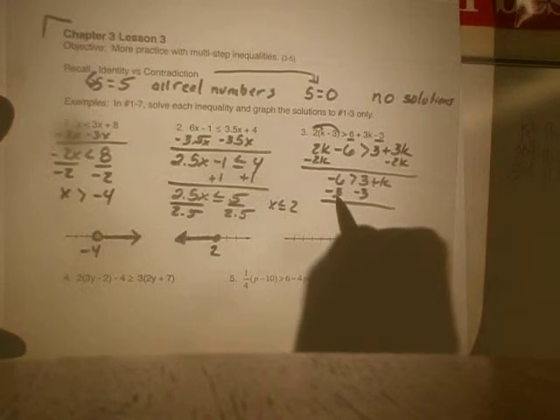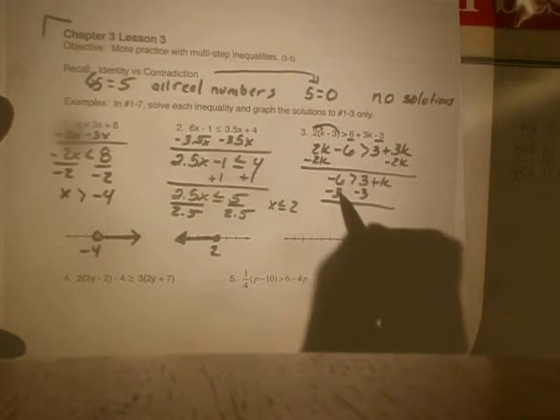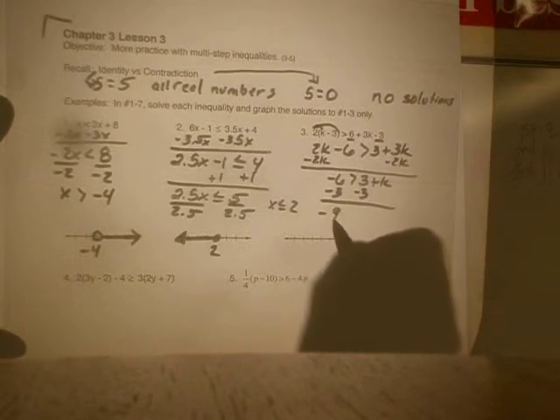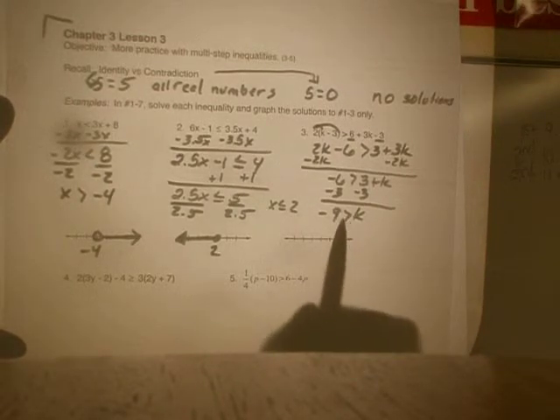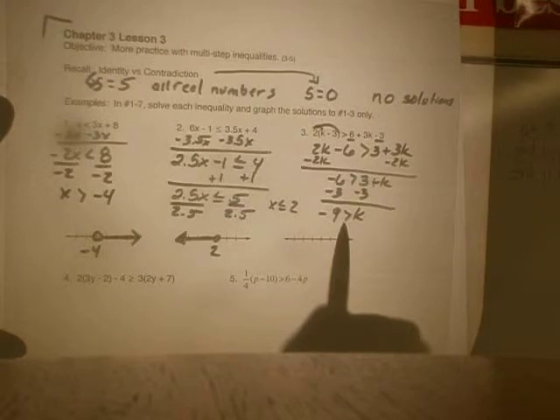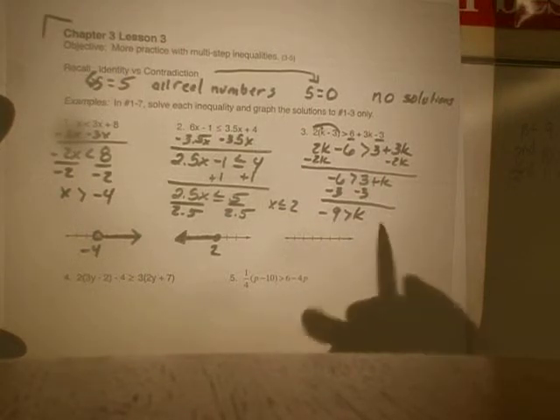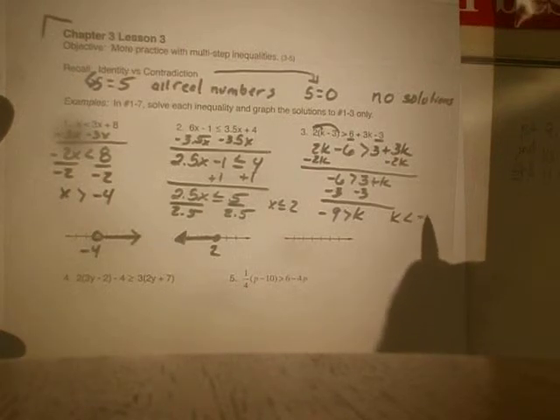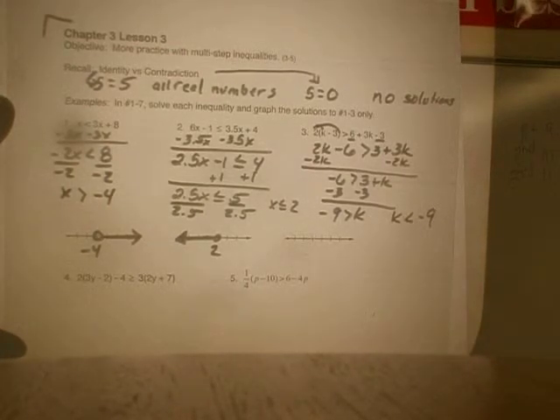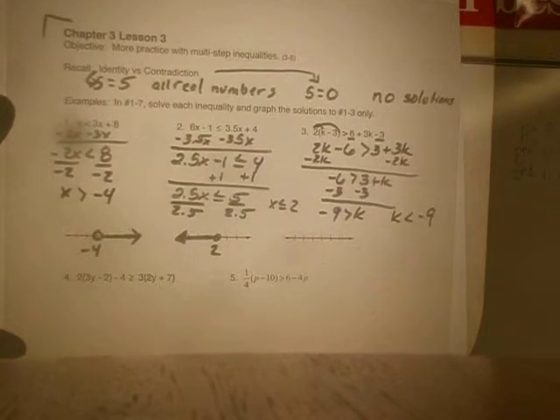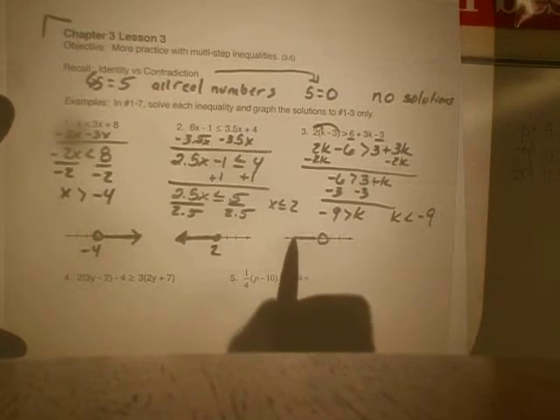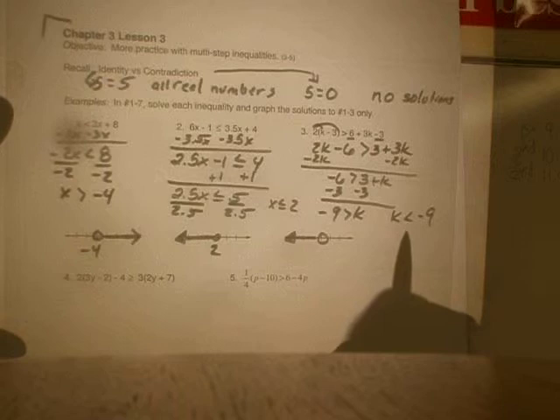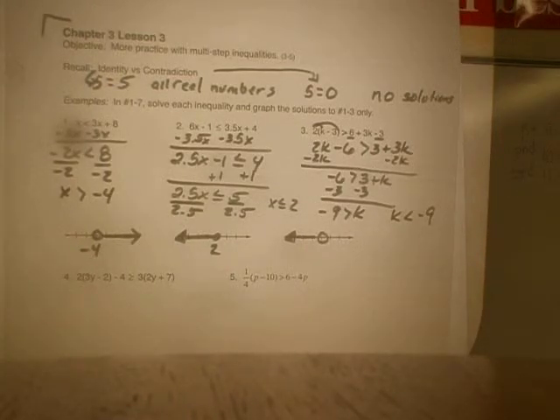Negative 6, subtract 3. You're $6 in the hole. You go $3 more in the hole. You end up with negative 9 is bigger than k. Now we cannot use this as an arrow this time because your variable's not on the left-hand side. If you want to rewrite that as k is smaller than negative 9, that's okay. Open circle on the negative 9, and we want all the numbers that are smaller than that. So be careful, that arrow thing only works when your variable's on the left-hand side. And those are the only 3 we need to graph.